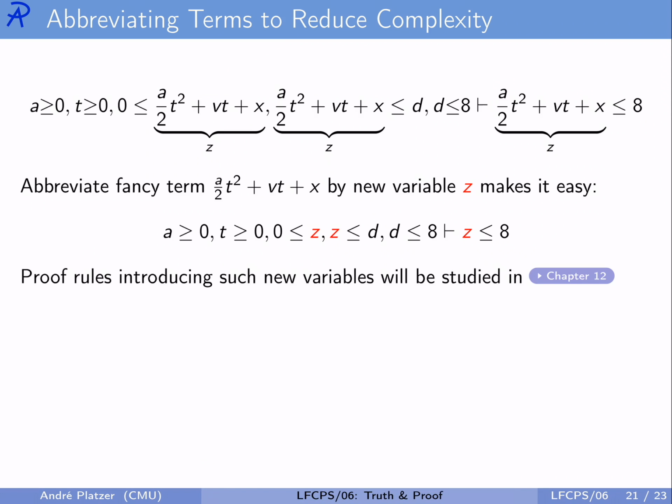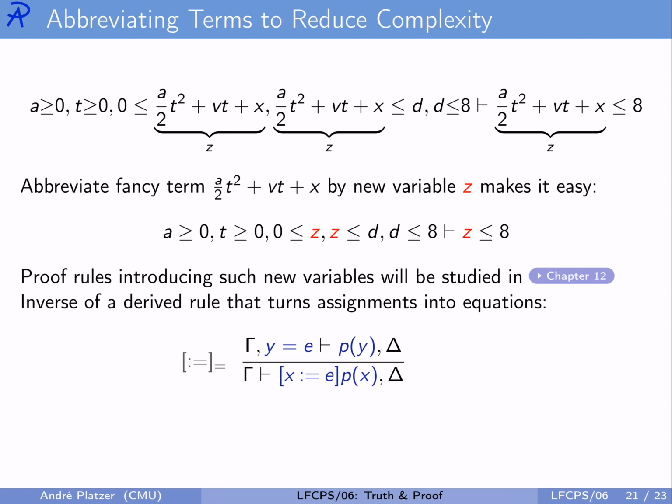We will not now develop a proper proof rule for introducing such abbreviations, even if you're already welcome to use them in your proofs, because that will be a topic of a later chapter, 12 to be precise. But in order to just give you a hint of how this works, this is actually an inverse of a derived proof rule that also is useful, one that turns assignments into equations. Another way of handling that, where we assign the value of the term e to the variable x and prove that p is true of x, is to assume the equation that y is equal to e and then instead prove that p is true of y. Of course, for soundness reasons, it is extremely important that y, again, is actually a new variable.